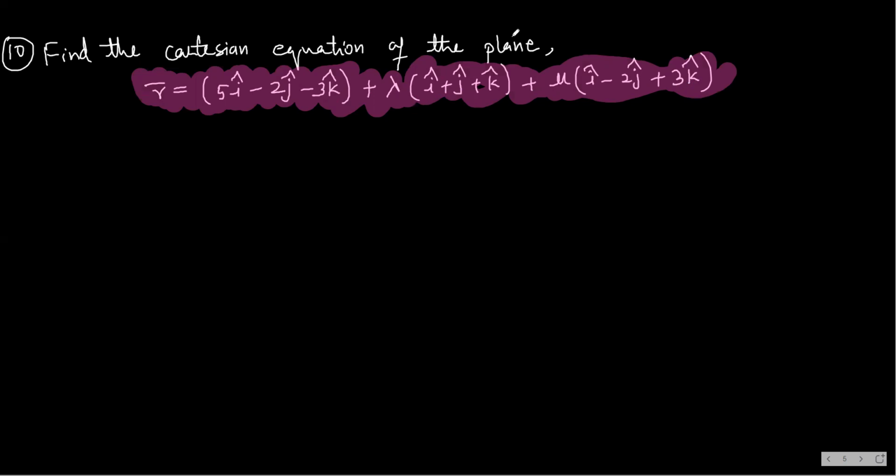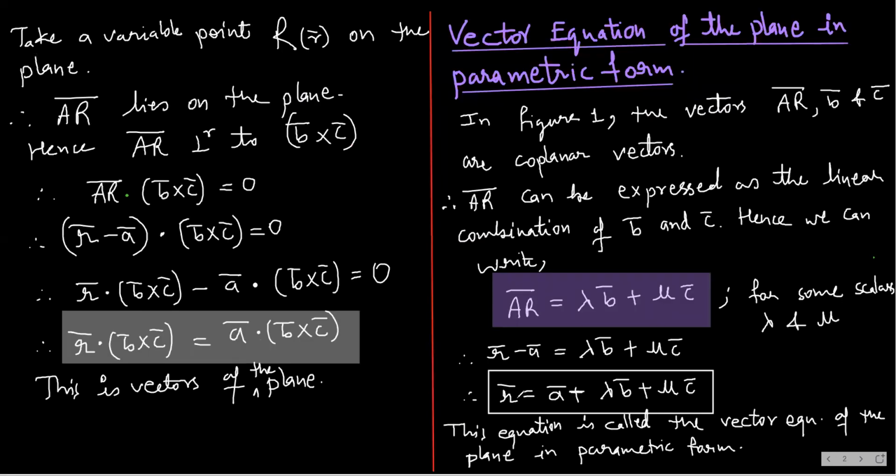What kind of equation is this, students? We did it recently, just now. It is the vector equation of the plane in parametric form. I will remind you. See, r bar equals a bar plus lambda b bar plus mu c bar.